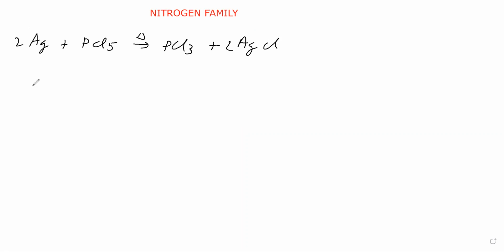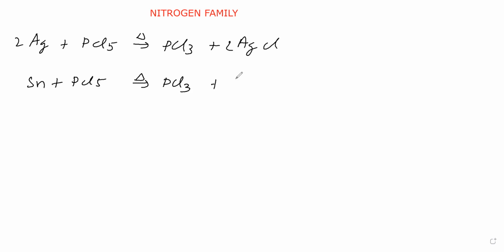Then metal tin we will take, metal tin with PCl5 on heating. PCl5 on heating decomposes to give PCl3 and Cl2, because axial PCl bond is weaker than equatorial PCl bond. Therefore, PCl3 and Cl2 will be produced from this.